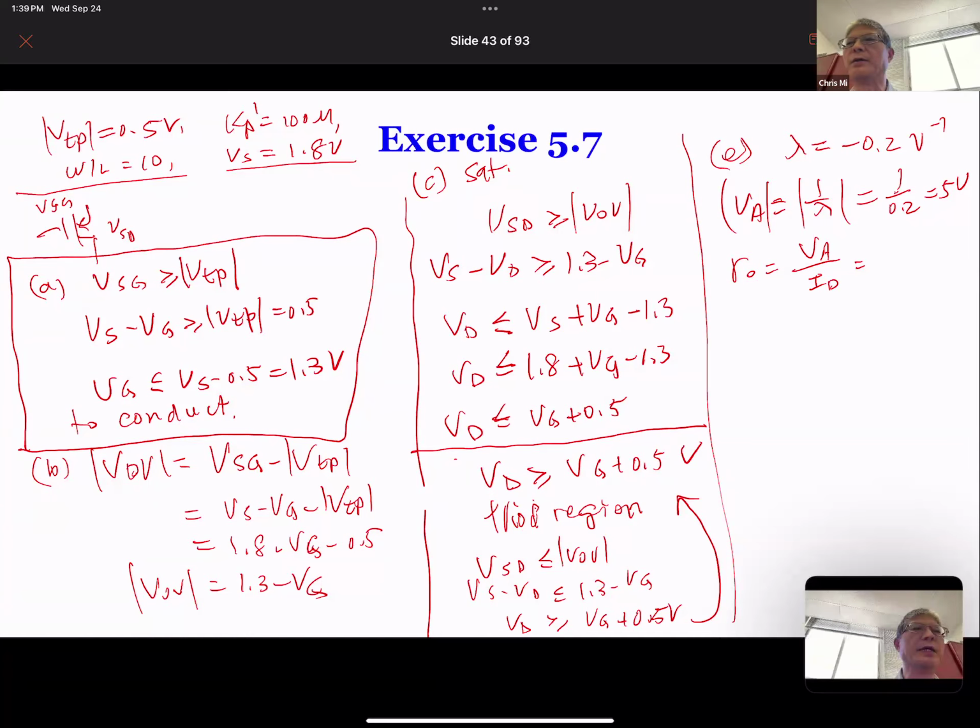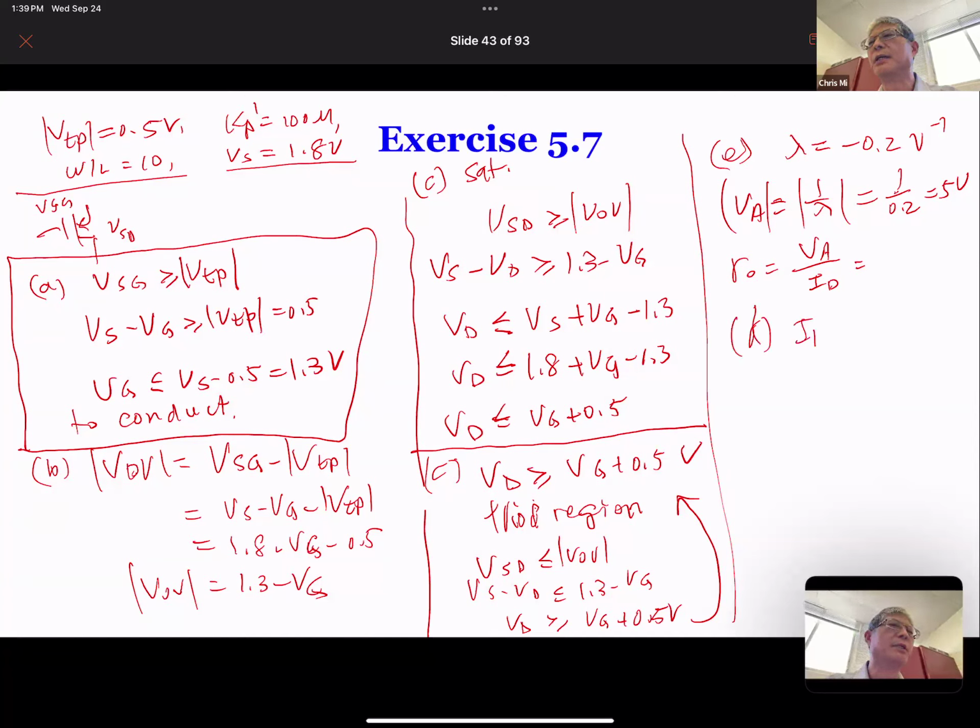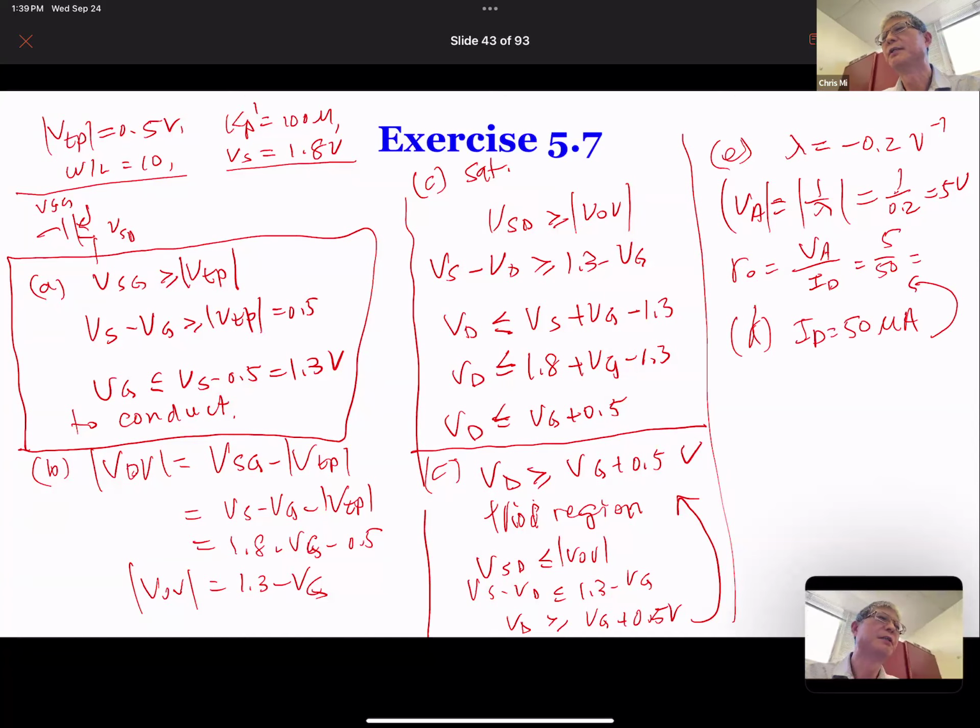Yeah, we didn't do D at all. So this is all C, this is part of C as well. We have to do D first, but we can do D later. But we want to find out what RO is. RO is from part D, where ID was given at 50 microamps. So we're going to plug this number back in: 5 divided by 50 gives you 100 kilo ohms. So that's for E. Now we're going to go back to D.